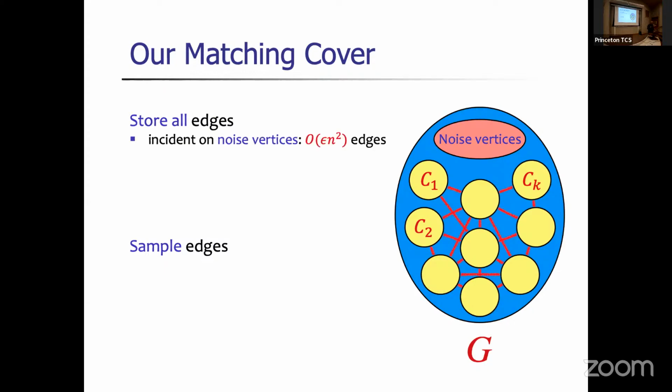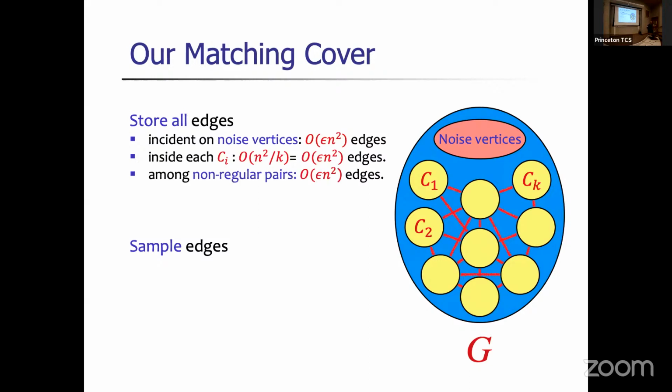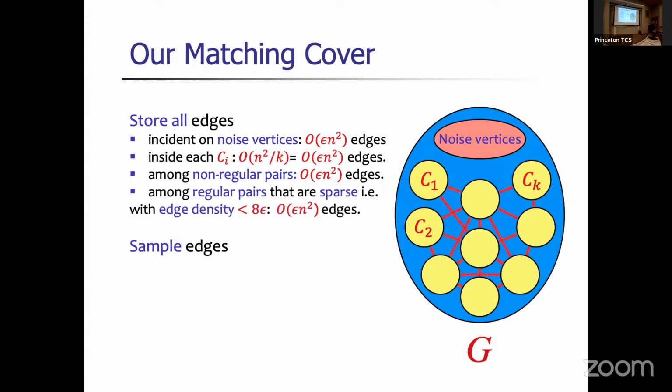So we'll store all the edges which are incident on the noise vertices, and that's order epsilon n square edges. We'll also store all the edges inside each Ci. That's another epsilon n square edges. We'll store all the edges between non-regular pairs. That's also epsilon n square. And then among regular pairs, the ones which are sparse, which means the edge density is order epsilon, I'm going to store those also. Okay?